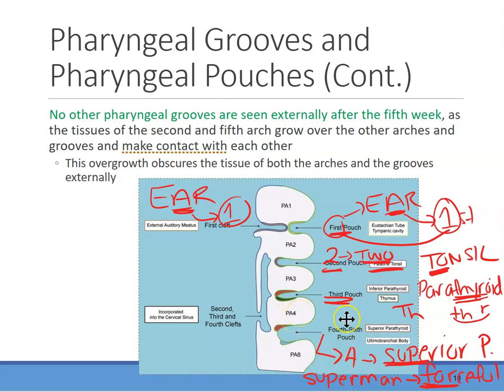And then the fifth pouch makes the ultimobranchial body. So Ultimo, we can think of like the ultimate Superman. He's number 5. He's the fifth one down. The ultimate one is number 5. He comes right after Superman. So 4 is the superior parathyroid, and then the ultimobranchial is number 5. Ultimate. Think of ultimate as number 5.